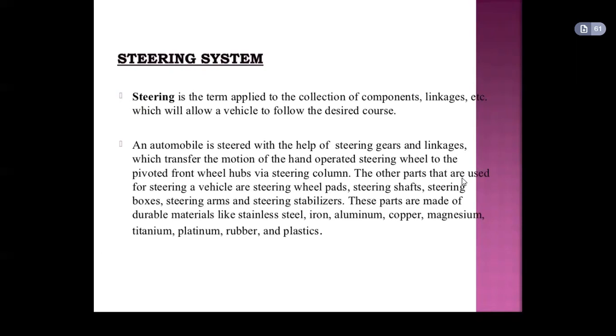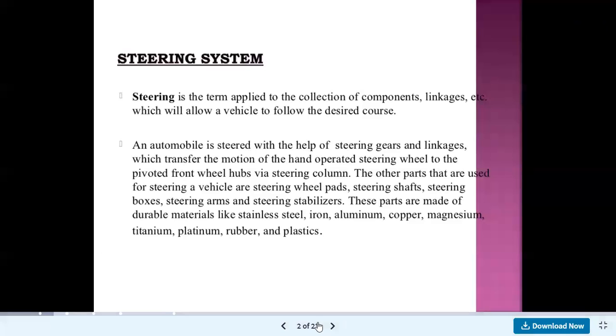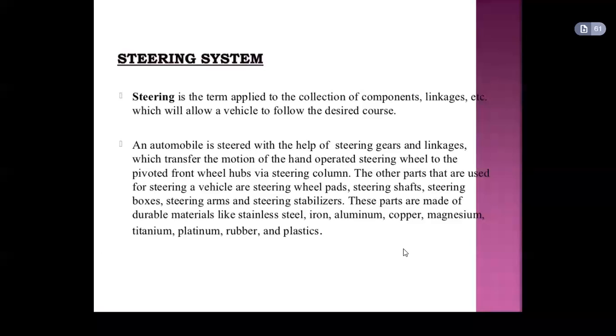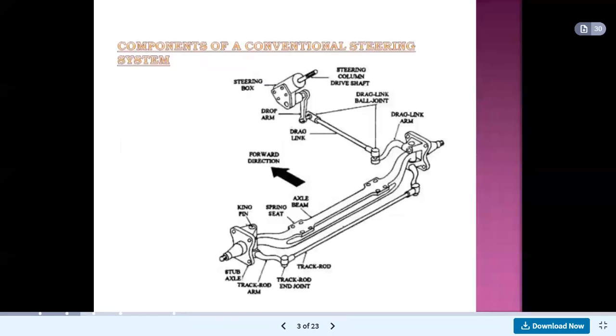The other parts that are used for steering a vehicle are steering wheel pads, steering shafts, steering boxes, steering arms, and steering stabilizers. So these are the components related to this system. These parts are made of durable materials like stainless steel, iron, aluminum, copper, magnesium, titanium, platinum, rubber, and plastics. So these are the materials related to different components in the steering system.